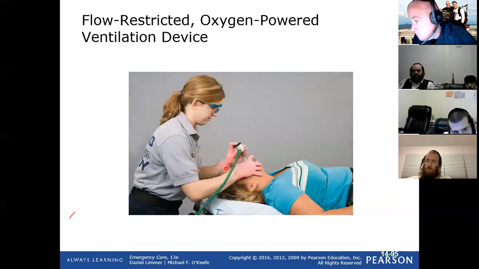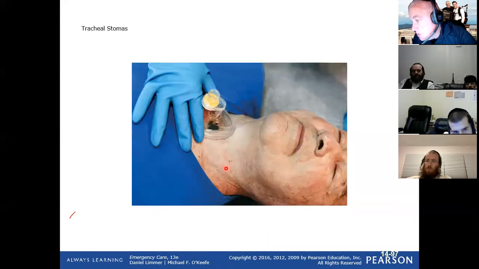Okay, that's it. Okay, patients with stomas. So I have not seen a patient with a stoma in years. I don't know if anybody else has. It's probably been at least 5-6 years since I've seen somebody with a stoma. This was very common when people had tracheal cancer or laryngeal cancer. Your larynx, the top of your trachea, is about right over here.